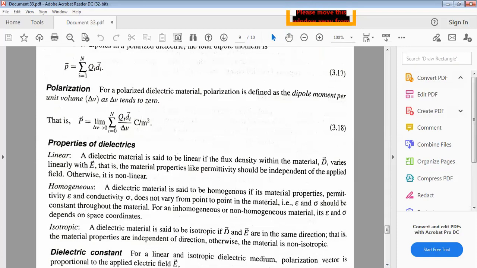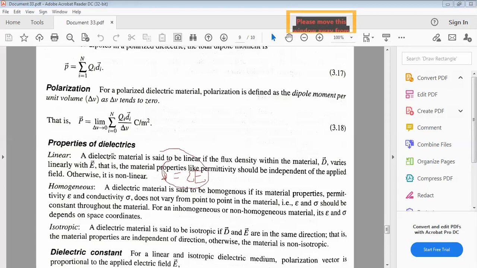See here, what is meant by linear? The dielectric material is said to be linear if the flux density D within that material varies linearly with E. What is the relation between D and E? Basically, D equal to epsilon E. Already you know, that is the fundamental relation, D equal to epsilon E.